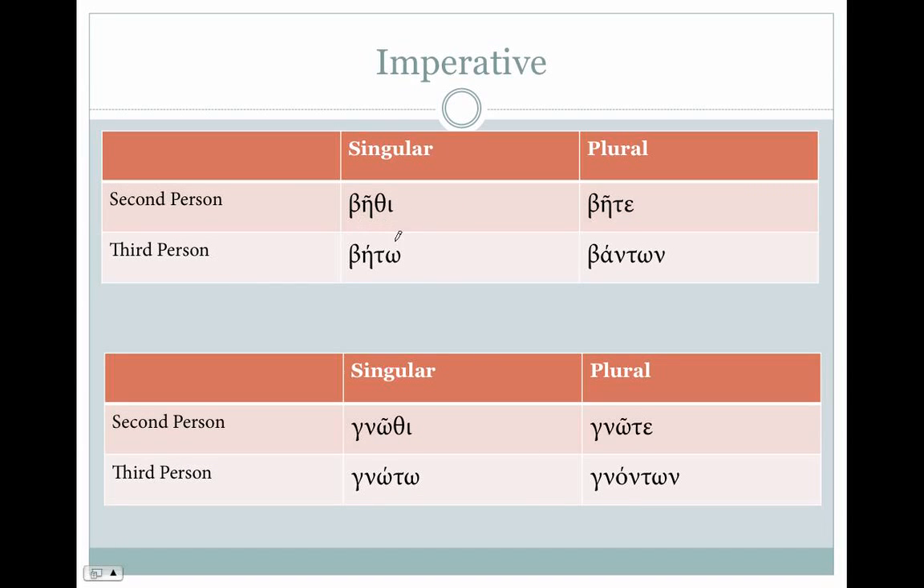Imperatives. Just memorize these. Βῆθι, or βάθι, βάτω, βῆτε, βάντων. Plural is exactly as you'd expect. Again, no augments. The endings here, τω and ντων, look good. Βῆθι is a strange form. And for γιγνώσκω, γνῶθι, γνώτω, γνῶτε, γνόντων. Again, memorize them and you'll be fine. Especially this θι. That will show up. Γνῶθι.